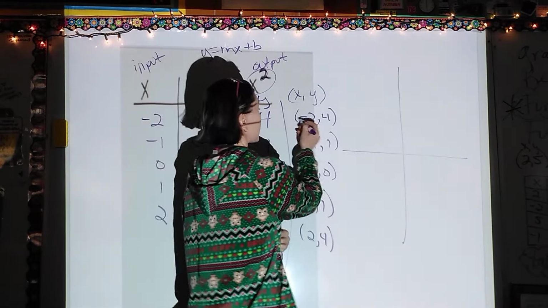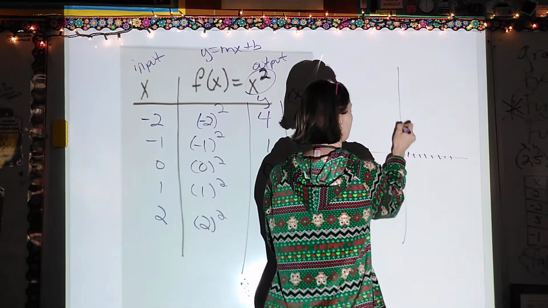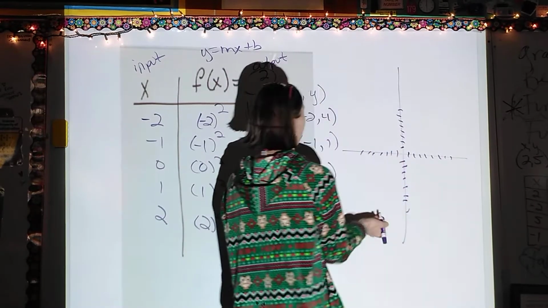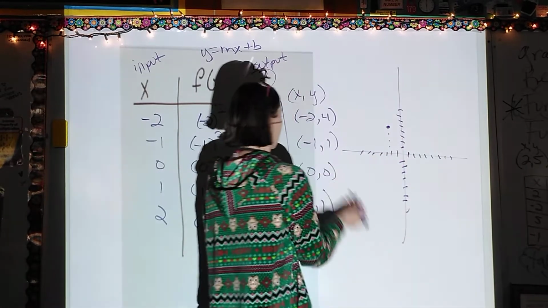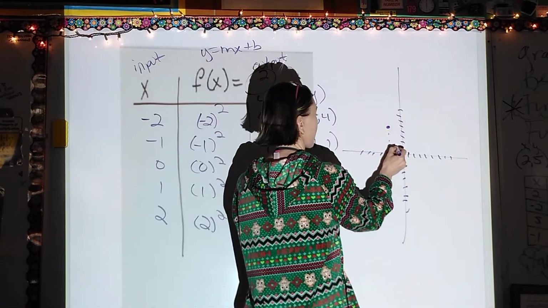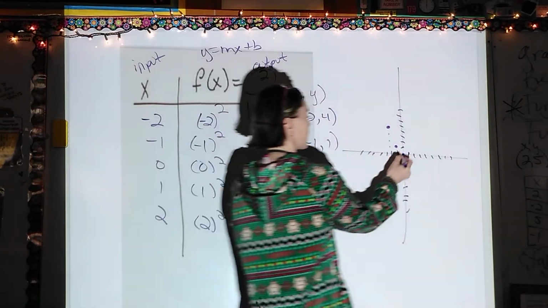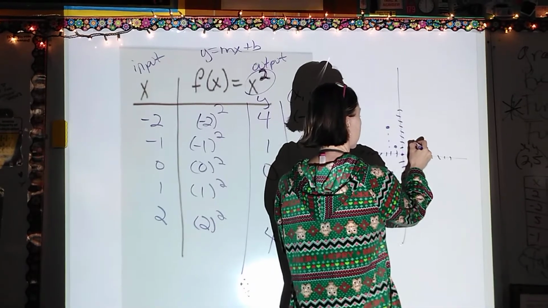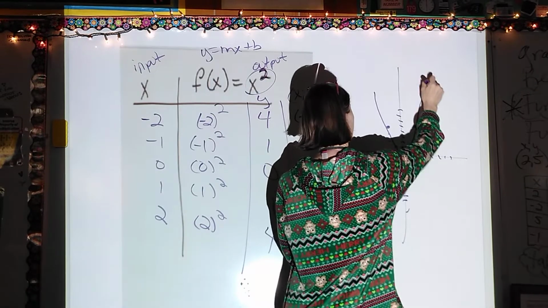Okay, so we have -2, +4. So -2, +1, 2, 3, 4, put the dot. -1, +1, put the dot. 0, 0, put the dot. +1, +1, put the dot. And then +2, +4, 1, 2, 3, 4. Okay, and now we connect the dots, and there you have it.